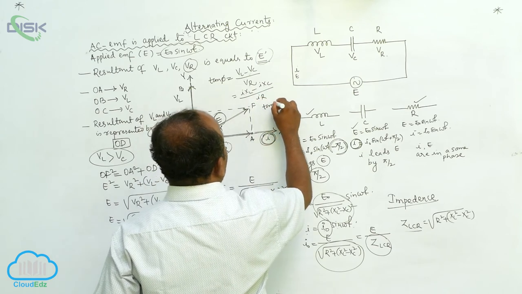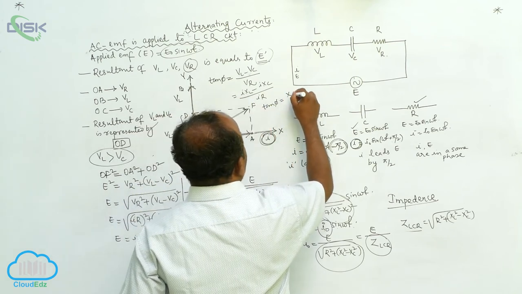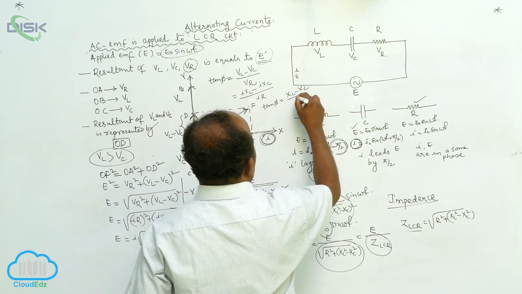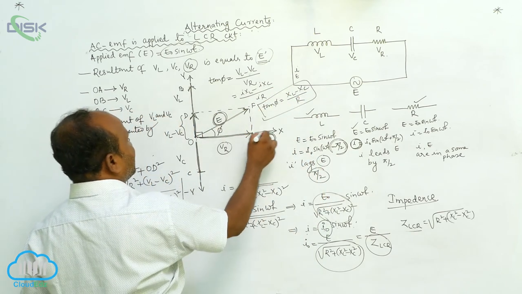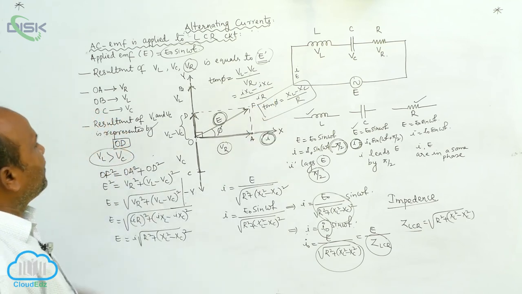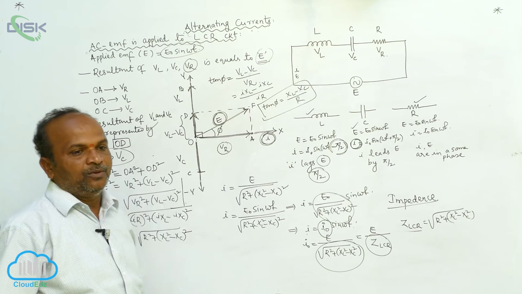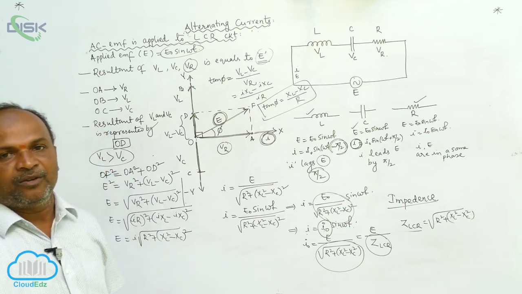Therefore, tan phi is equal to, I gets cancelled, XL minus XC by R. This is the phase difference between the EMF and the current in the case of the LCR circuit. Now, this LCR circuit has a peculiar importance. What is that peculiar importance?